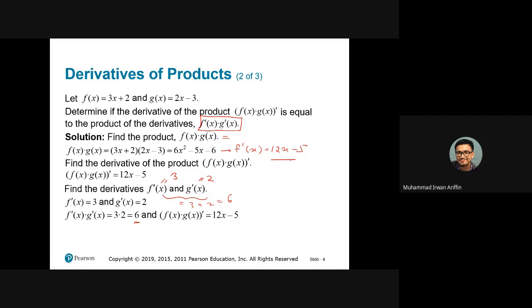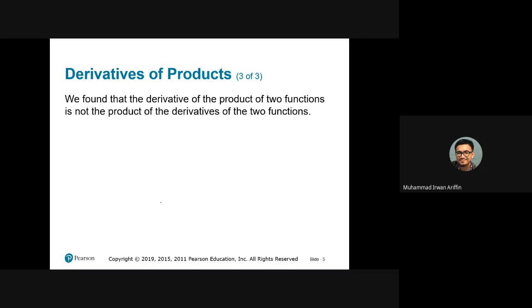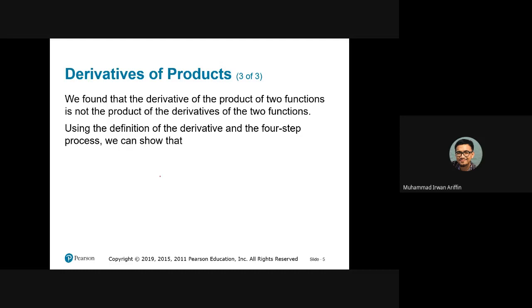But if we multiply first and then find the derivative, we get 12x minus 5. So are these two equal? No, they are not equal. Therefore, we cannot apply the same rule. The derivative of the product is not equal to the product of the derivatives.